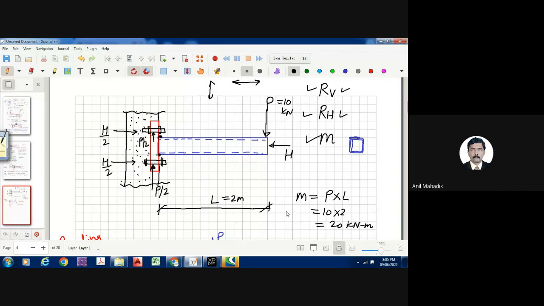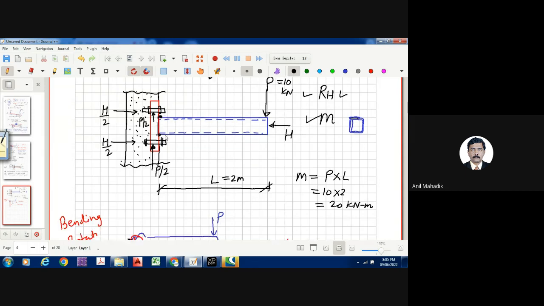Yes, so this will be the moment, and somebody has to resist it at the support. The support should resist this moment. Then we have an equilibrium equation, right? So how will this be resisted? How is the resistance happening? Through the bolts.